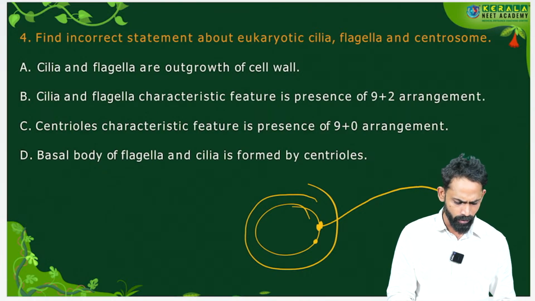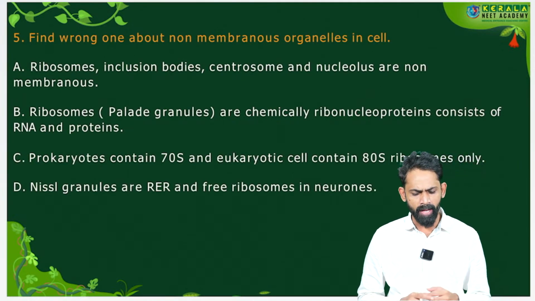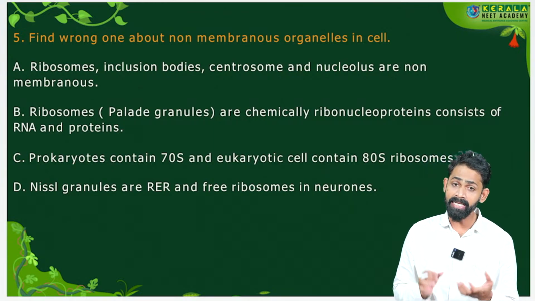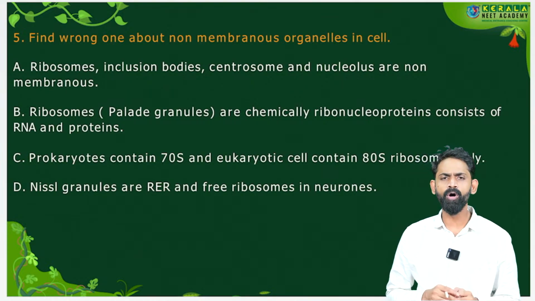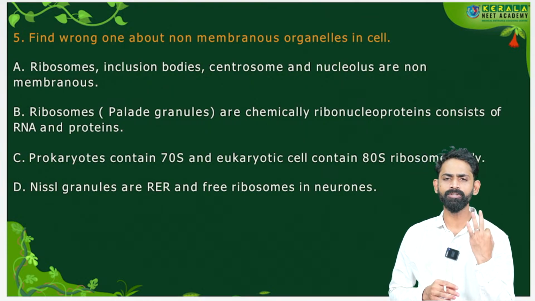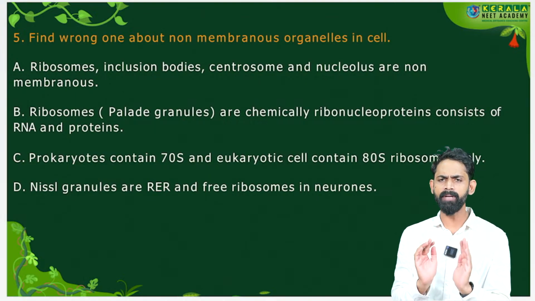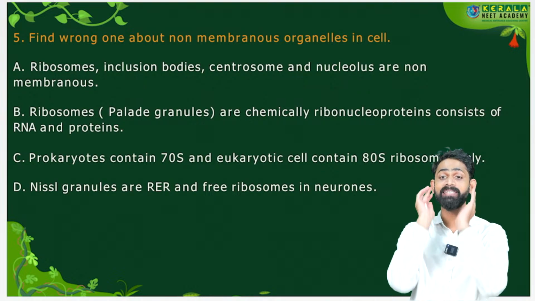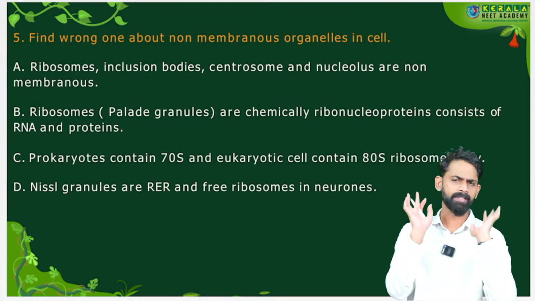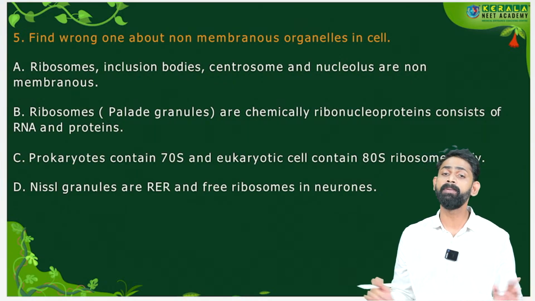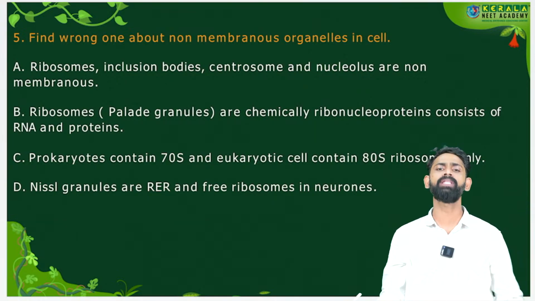Going forward, the next one is to find the wrong one about the non-membranous organelles in a cell. First one, wrong one: ribosomes, inclusion bodies, centrosome. Up to here, I hope so. What are the non-membranous organelles present in a cell? When you are telling, everybody will definitely remember the ribosome. Some persons will remember the centrosome. Up to here, everybody is sure, the person who is going for the NEET exam.